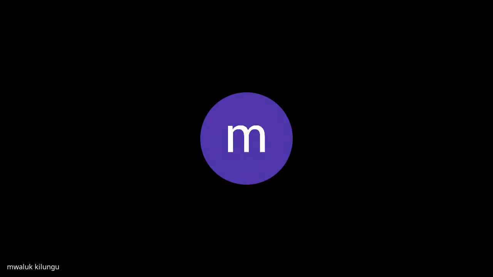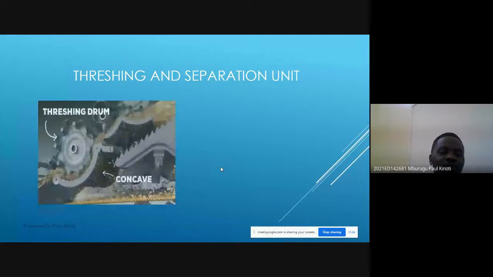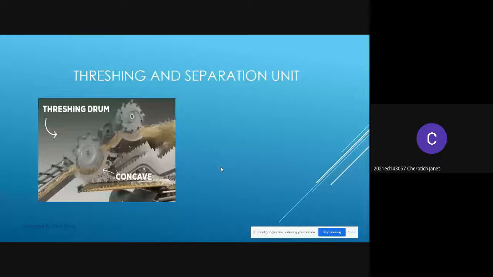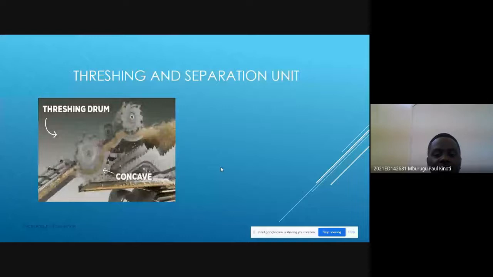So we can also look at the next part, which we have the threshing drum, and that is the threshing operation and the separation unit. So this is basically what happens in the threshing drum. We have a high-speed rotating drum that will now thresh the grain that is being delivered to the concave, and then it will eject the materials, that is the chaff that remains, and then the grain falls through the concave all the way to the grain pan.